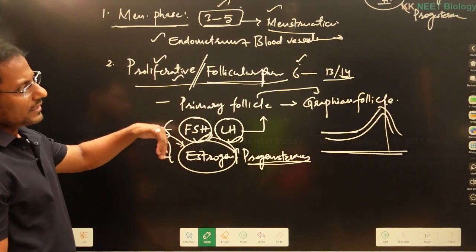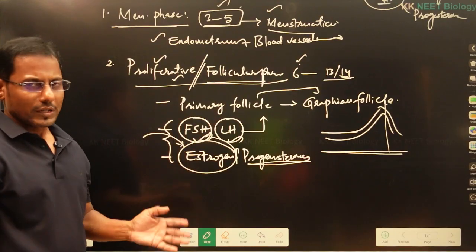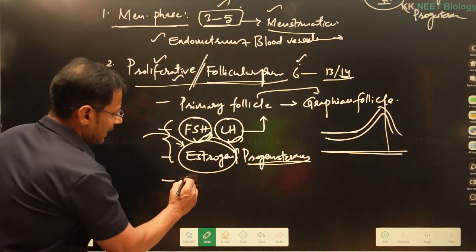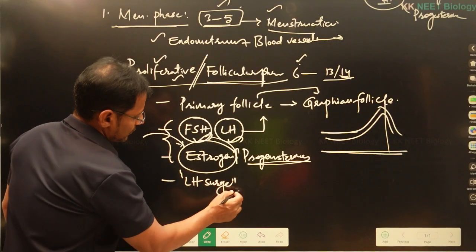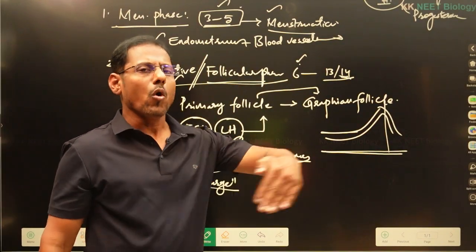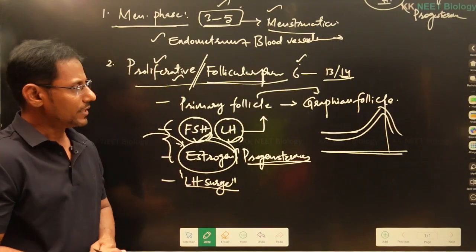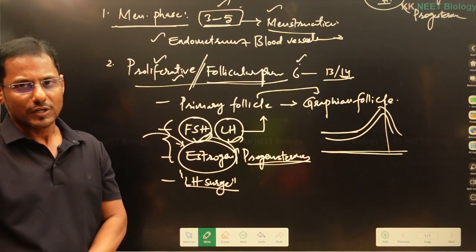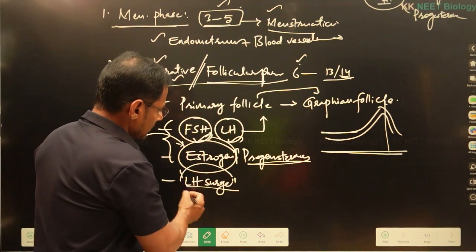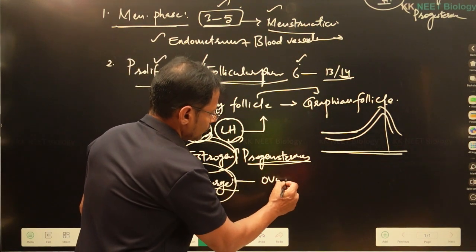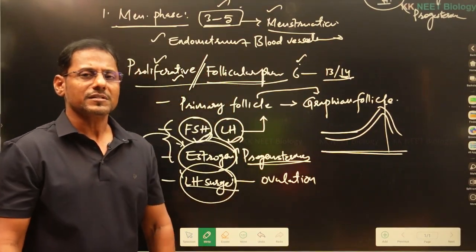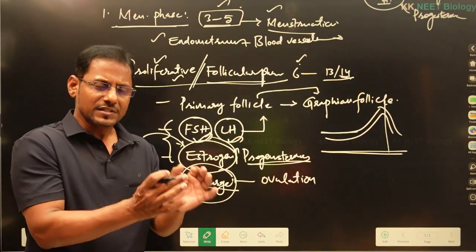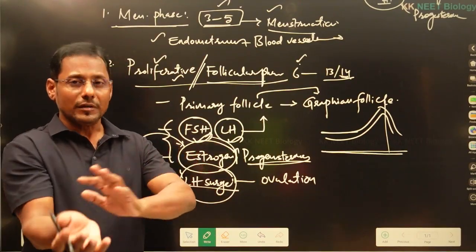When it is reaching around the 14th day, what happens? An LH surge happens. What is the meaning of surge? Releasing of a large amount of luteinizing hormone. It results in ovulation. That means a rupture of the Graafian follicle takes place, and the ovum present inside the Graafian follicle is released out.